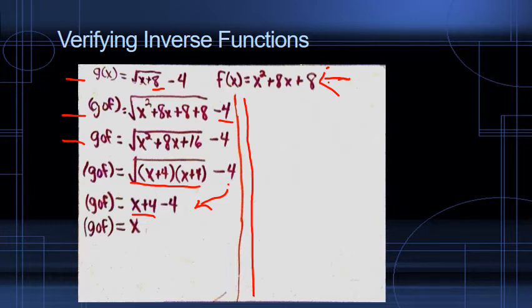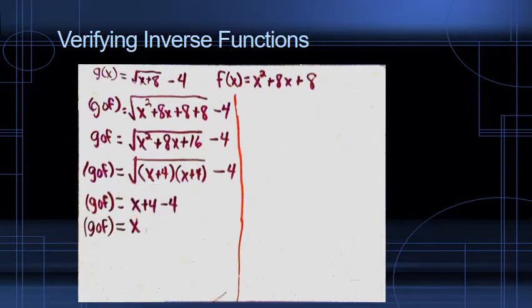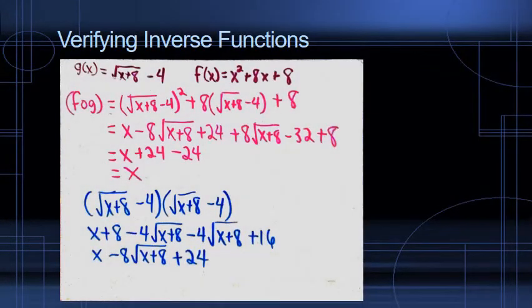Now, you see this line I drew right here? I was getting ready to work f of g in this same equation, and guess what? I realized I didn't have enough space, so I went to another board. Let's go look at it. Okay, we're going to take the same two functions, g of x equals the square root of x plus 8 minus 4, and f of x is equal to x squared plus 8x plus 8. This time we're going to do f of g. And so we're going to substitute g of x everywhere we see an x in f of x.